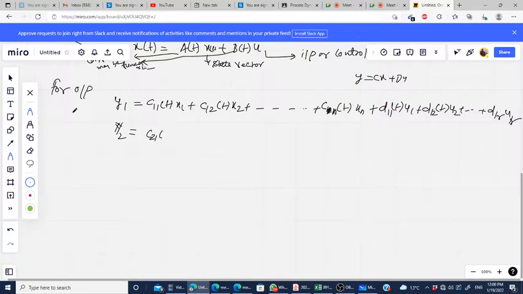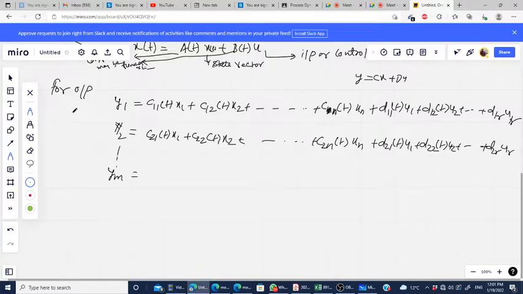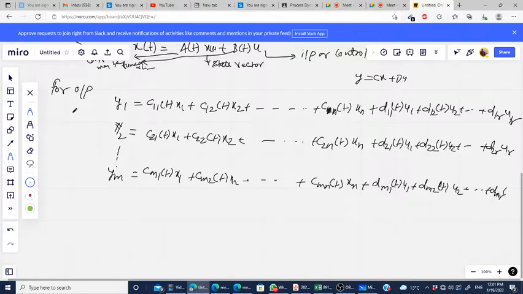For the second equation, y2, c21(t) x1 plus c22(t) x2 plus dot dot dot up to c2n(t) xn plus d21(t) u1 plus d22(t) u2 and so on, d2r ur. For the m-th output, ym, that is cm1(t) x1 plus cm2 x2 up to cmn(t) xn plus dm1(t) u1 plus dm2 u2 plus dot dot dot dmr ur. So it can be written as y is equals to C(t) x plus D(t) u, right?